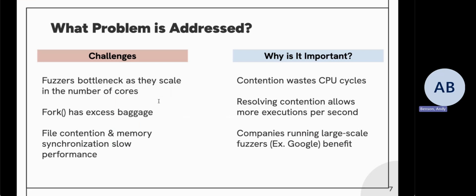So this paper attempts to solve the problem of bottlenecking fuzzers. Prior to the publication of this paper, computers with 16 to 64 cores did not really scale well with fuzzing. And these bottlenecks in these high-powered systems just lead to many wasted CPU cycles from contention in the operating system. Several inefficiencies have been identified by the authors of this paper.